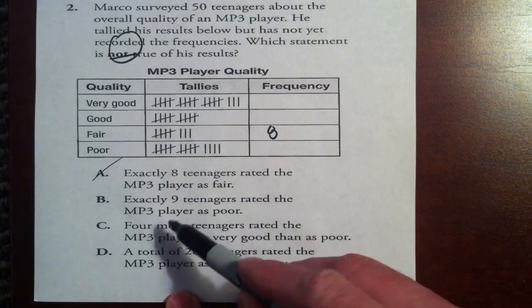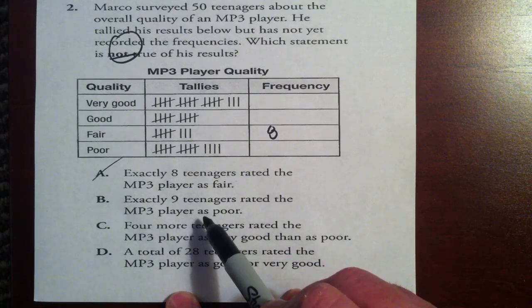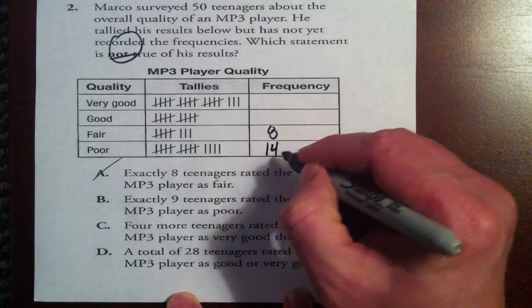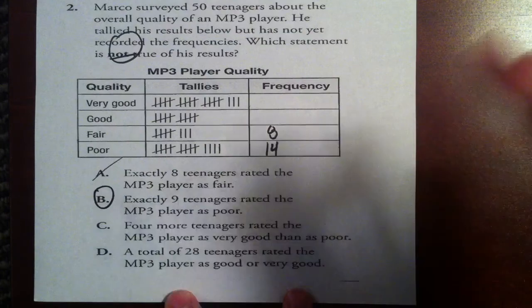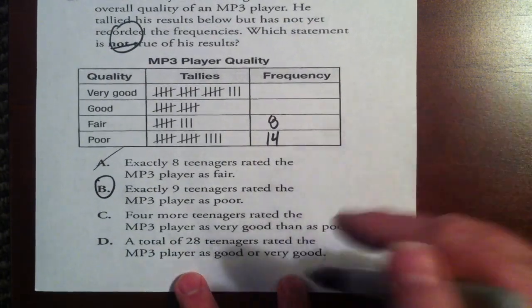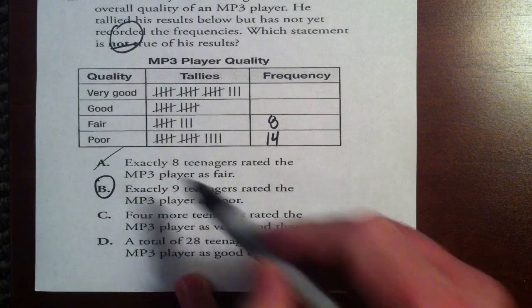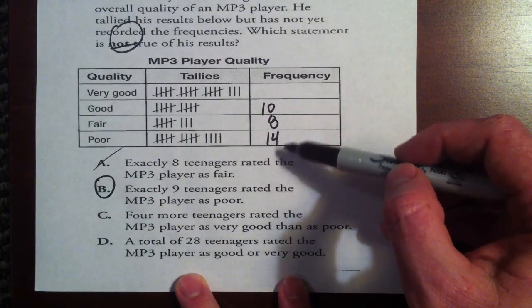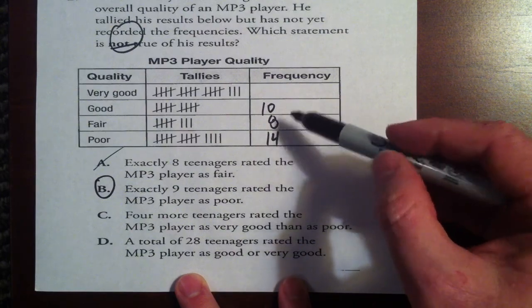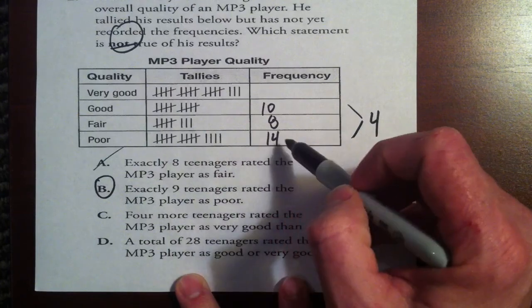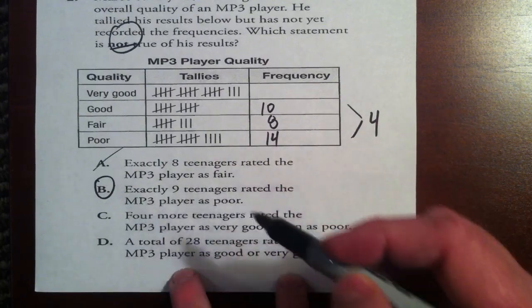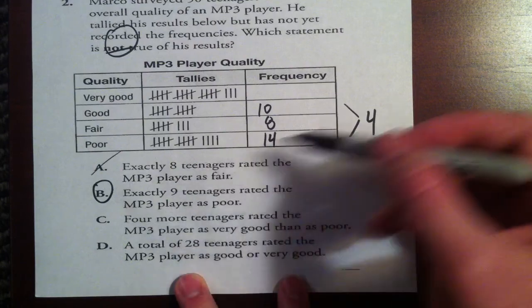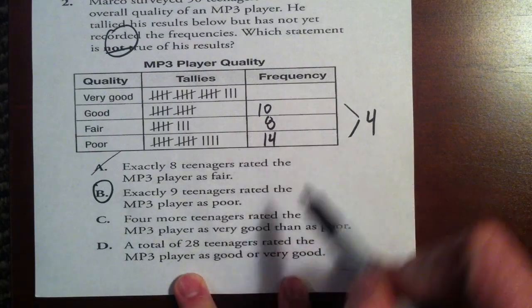B, exactly 9 teenagers rated the MP3 player as poor. Okay, so we have poor, we have 5, 10, 14. Okay, this looks like this might not be true. Let's go ahead and take a look at all of them, though, just to make sure. C, 4 more teenagers rated the MP3 player as good than poor, and we have 10 here. Well, it looks like we've got 4 more teenagers rated their MP3 player as good than poor. Now, the difference between these is 4. But we have 4 more poor, not good. Now, they'll put these kind of questions like this on the CRCT to try to trick you up. And if you're not careful, you're going to see that.